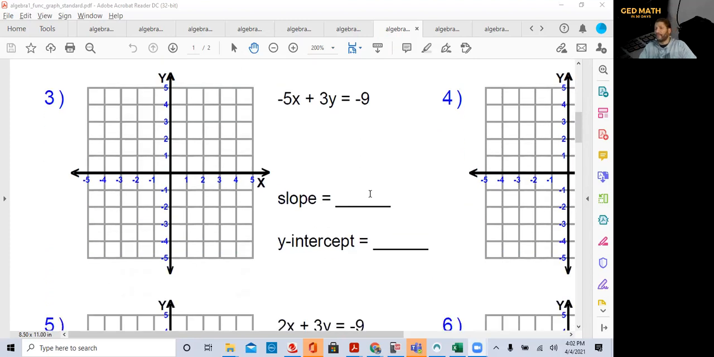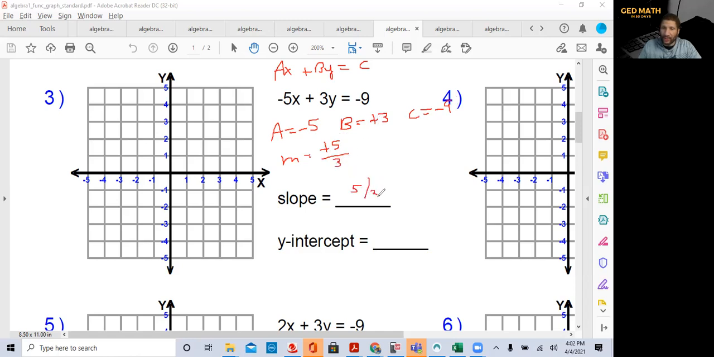Let's look at number 3. Again, identify that this is standard form. AX plus BY equals C. My A is negative 5. My B is positive 3. My C is negative 9. To find the slope, I'm going to change the sign of A. So instead of negative 5, I'm going to have plus 5. Put it over B, which is plus 3. So my slope is 5/3.